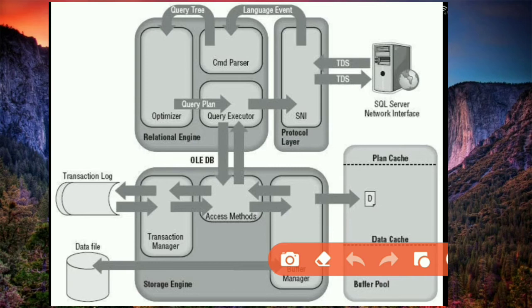So let's start with the DML queries. I'm not going to describe each and every component in the relational engine because I have already covered them in the architectural video. So we'll assume a user writes an insert query and it comes to the protocol layer through TDS format, and here you get the actual SQL query, and then it comes to the command parser. The command parser will check for syntax or semantic errors and pass it to the query optimizer, and the optimizer will choose the best query execution plan and send it to the query executor.